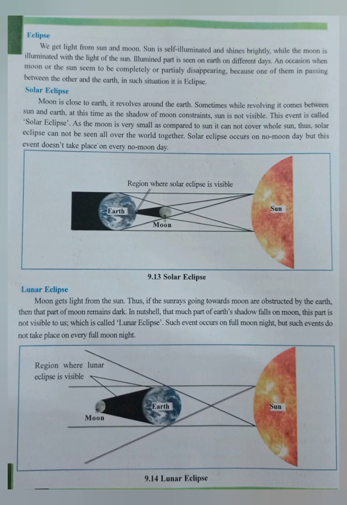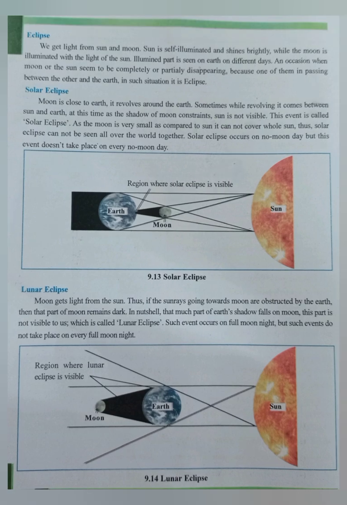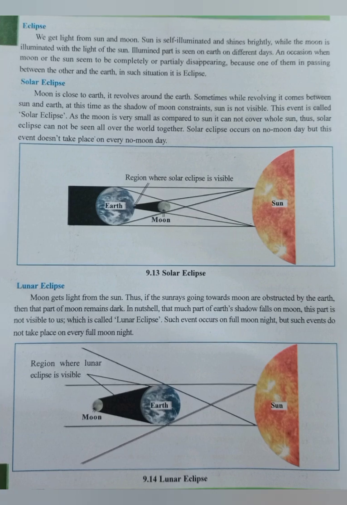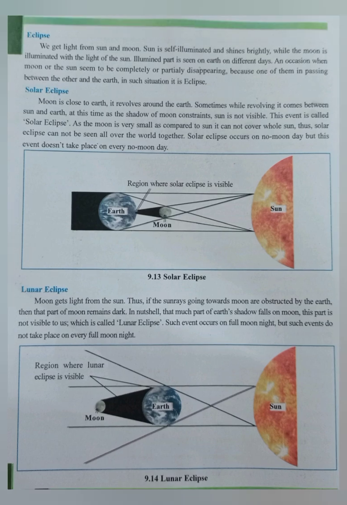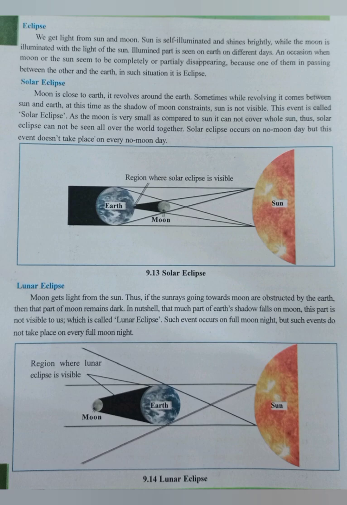Lunar eclipse. The moon gets light from the sun. Thus, if the sun rays going towards the moon are obstructed by the earth, then that part of the moon remains dark. In a nutshell, that much part of the earth's shadow falls on the moon. This part is not visible to us, which is called lunar eclipse. Such an event occurs on full moon night, but such events do not take place on every full moon night.